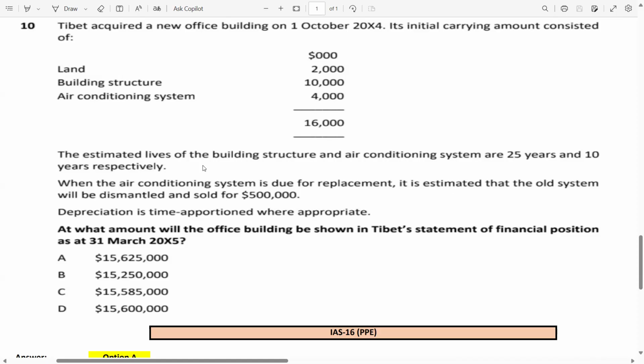Where is the life of the land? How can we depreciate the land? Please, we can't depreciate the land. If you are going to depreciate the land with the life of the building, then the examiner will catch you again. So please be attentive.